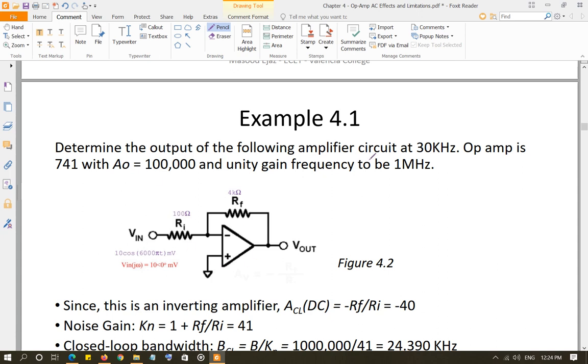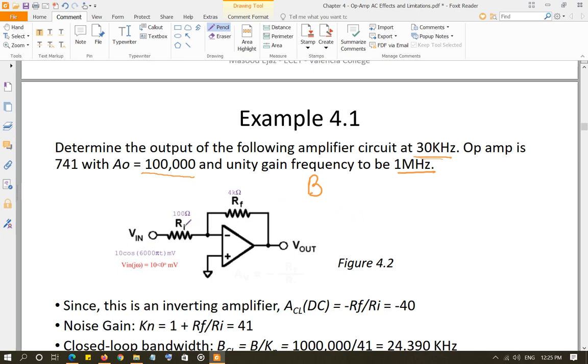What is the output of the amplifier? Determine the output of the amplifier at 30 kilohertz. And the op amp that we are using is the 741. We are not assuming here that A0 is 200,000. We are assuming it is 100,000. Remember, the minimum value we discussed was 50,000, typical value 200,000. It can be anywhere in between. So I just chose a number, 100,000, here. And for the 741, the unity gain frequency B is 1 megahertz.